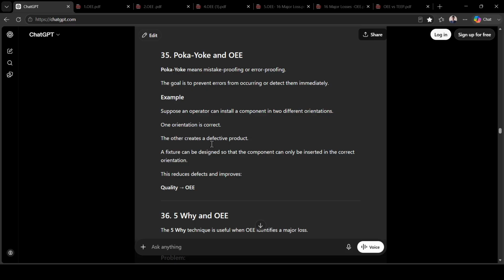Example: suppose an operator can install a component in two different orientations. One orientation is correct and the other creates a defective product. A fixture can be designed so that the component can only be inserted in the correct orientation. This removes defects and gives improvement. So quality is related to OEE.